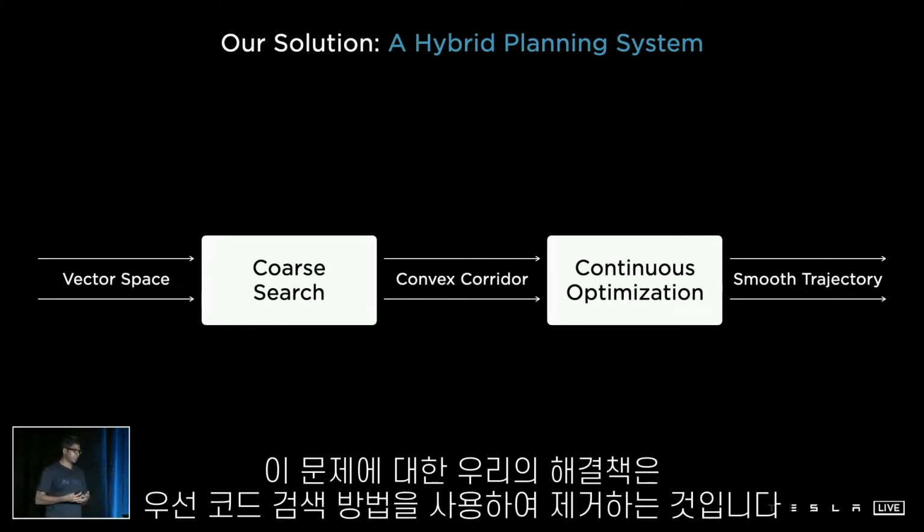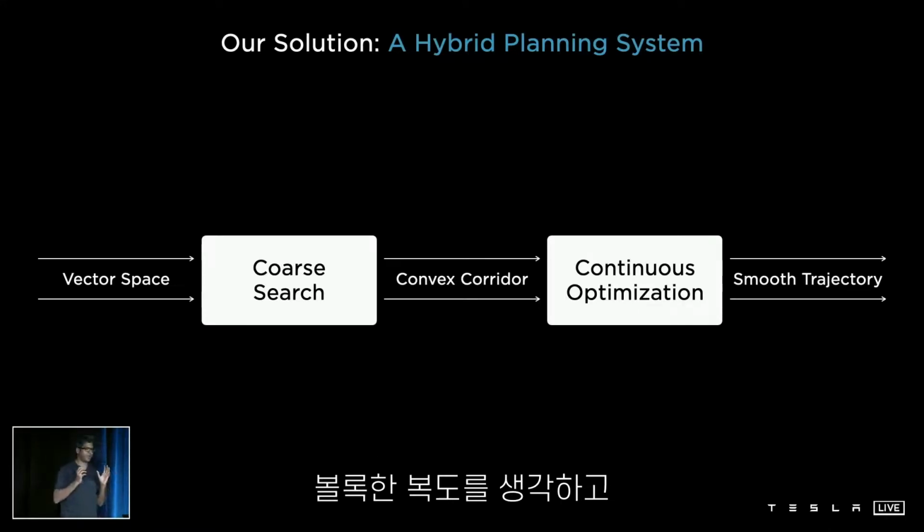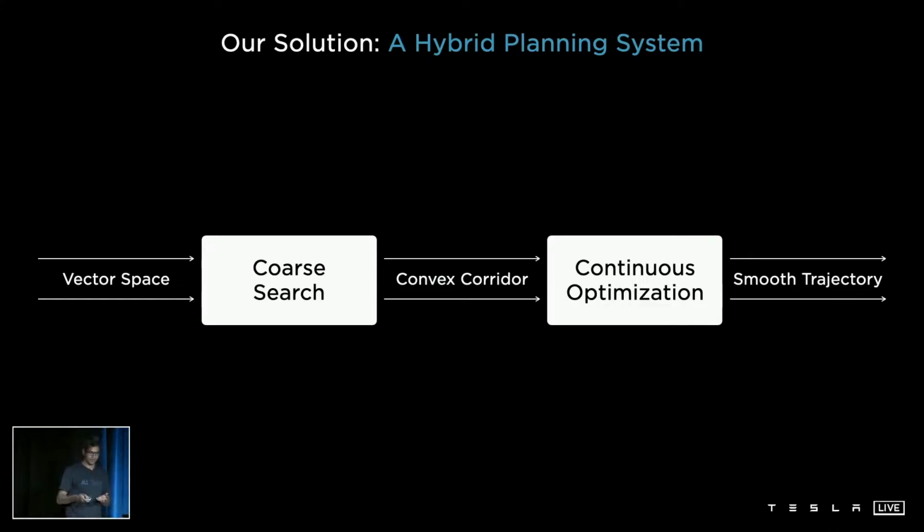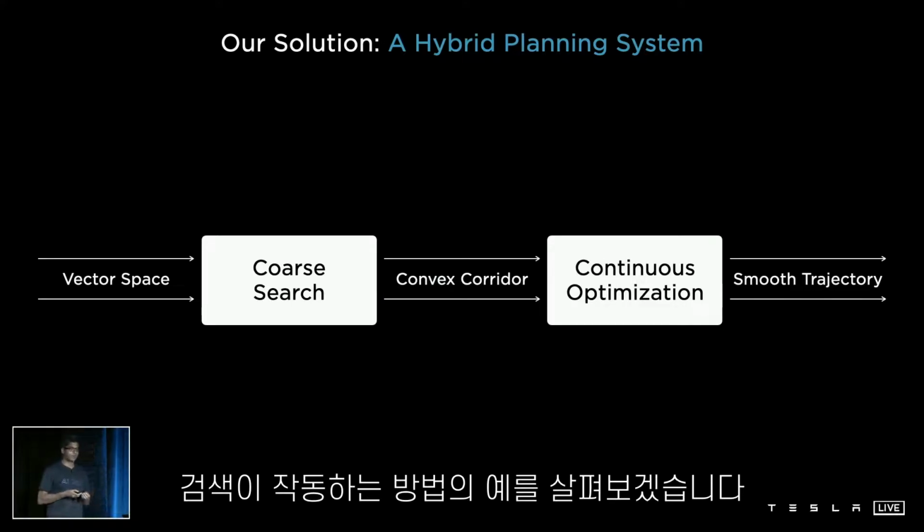Our solution to this entire problem is to break it down hierarchically. First, use a code search method to crunch down the non-convexity and come up with a convex corridor, and then use continuous optimization techniques to make the final smooth trajectory. Let's see an example of how the search operates.